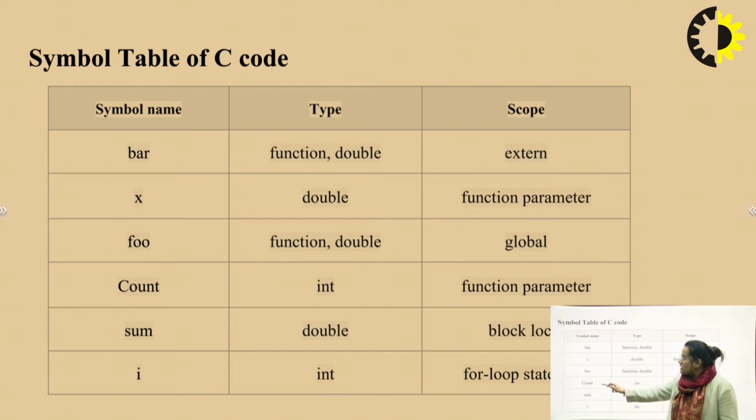Count is an integer type and it is also a function parameter. Next is sum. Sum is a double and it is block local. I is an integer type and it is declared in the for loop statement.